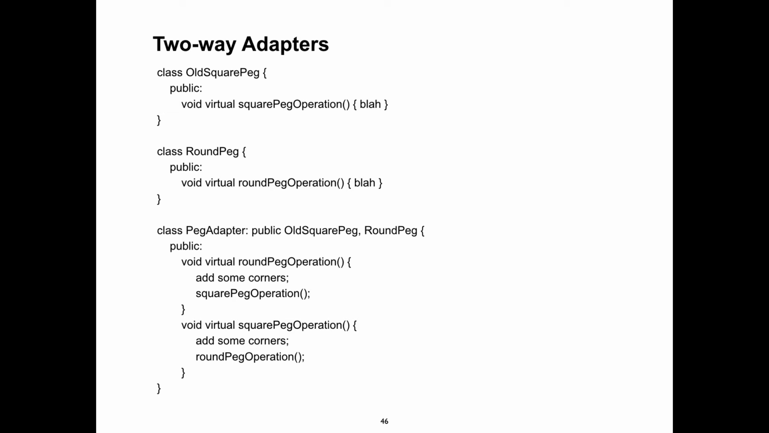If it's the same voltage and just different shape prongs, then that's easy, right? But if it's different voltage, then you need that transformer, so you have to do more work. And so yes, we can make adapters that go both ways, that work with both the old interface and the new interface, and can be used in both places.